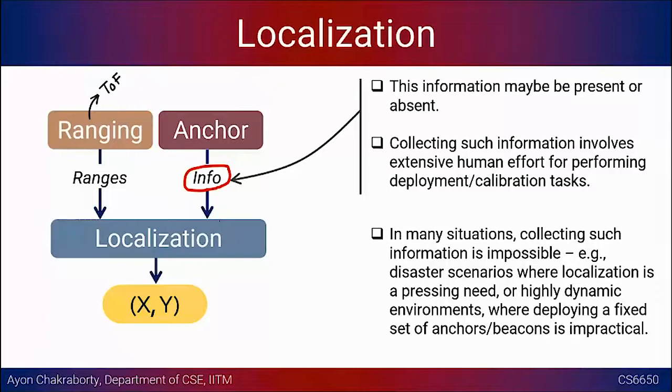So one common thing that we assumed in all such cases was the information regarding the anchor. If you remember, time difference of arrival, time of arrival, and angle of arrival all require you to have detailed information regarding the anchor, in particular where they are present or where they will be deployed, if the system is going to be deployed. So this requires a lot of human effort for performing deployment and such calibration tasks.